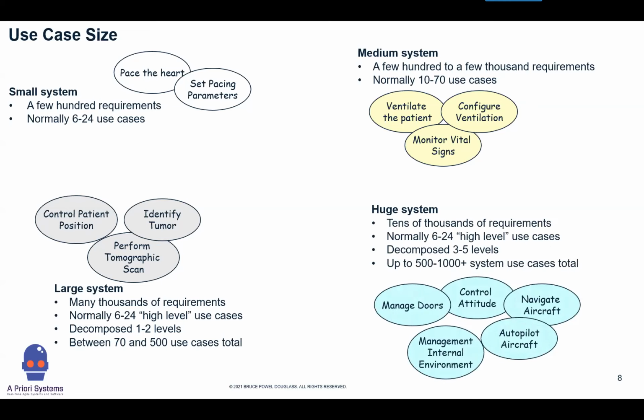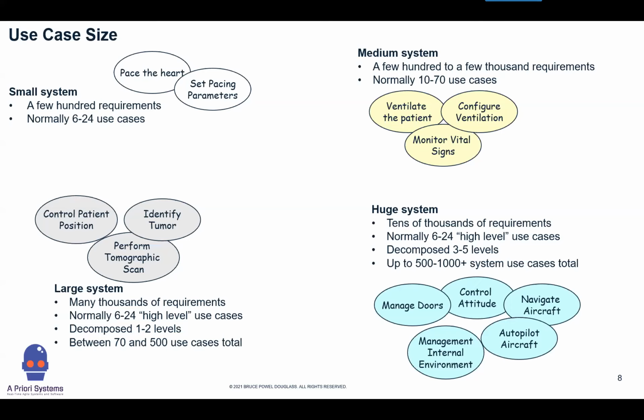And finally, for what I call huge systems, we'll have tens of thousands to hundreds of thousands of requirements. 6 to 24, again, high-level use cases, but multiple levels of decomposition, 3 to 5 levels now. And we might end up with 500 to over 1,000 use cases. So I'm doing things like the aircraft level. I'll end up with pretty easily 1,000 use cases. The Boeing 727 is what, 200,000 requirements? So there's a bunch of requirements there that we mapped to use cases, though not all requirements map to use cases.